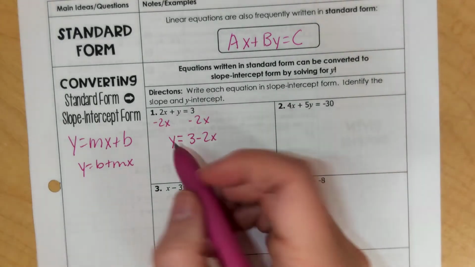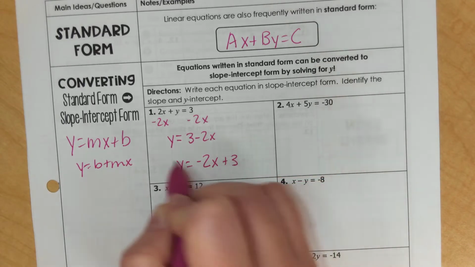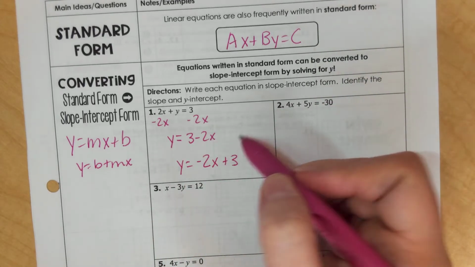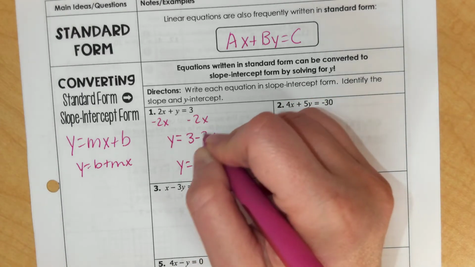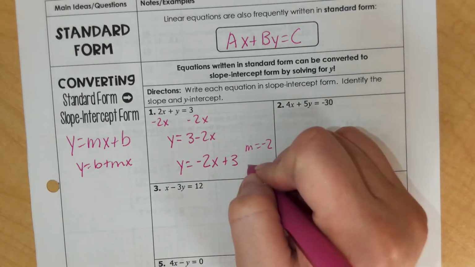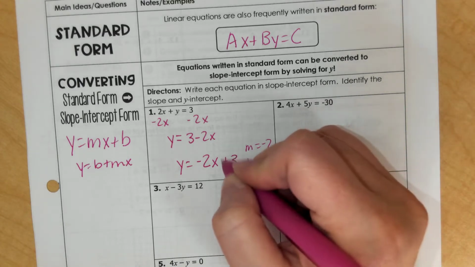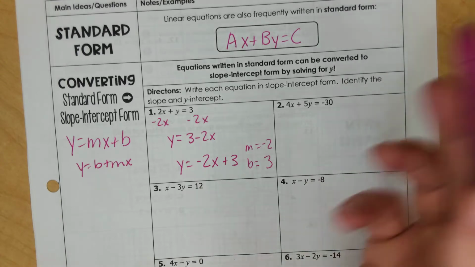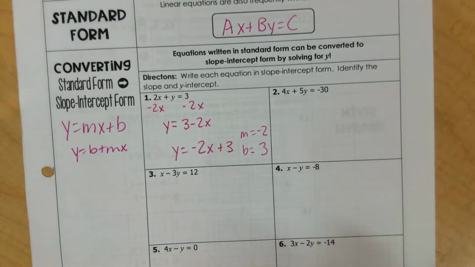So we can leave it like this, or if you prefer the more standard way of writing it, it's y equals negative 2x plus 3. The question is asking us to identify the slope. Well, the slope in this case is negative 2. It's the number that's being multiplied by the x, the coefficient, and the y-intercept is 3. It's the constant that's by itself. That's the type of question you may see with standard form.